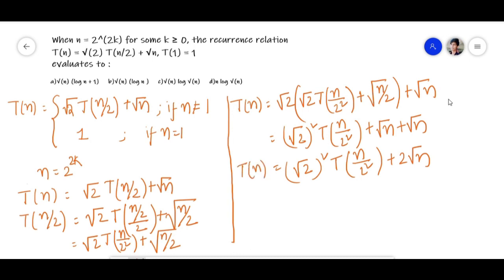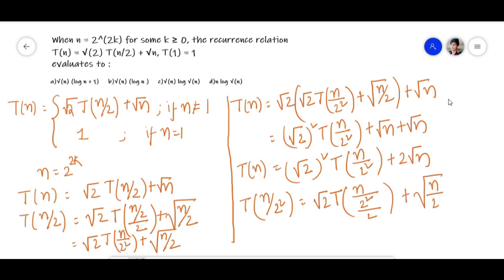Now we have to find the value of T of n by 2 square. So substitute n by 2 square in place of n. T of n by 2 square equals root 2 into T of n by 2 square by 2 plus root of n by 2 square. This gives root 2 into T of n by 2 cube plus root of n by 2 square.